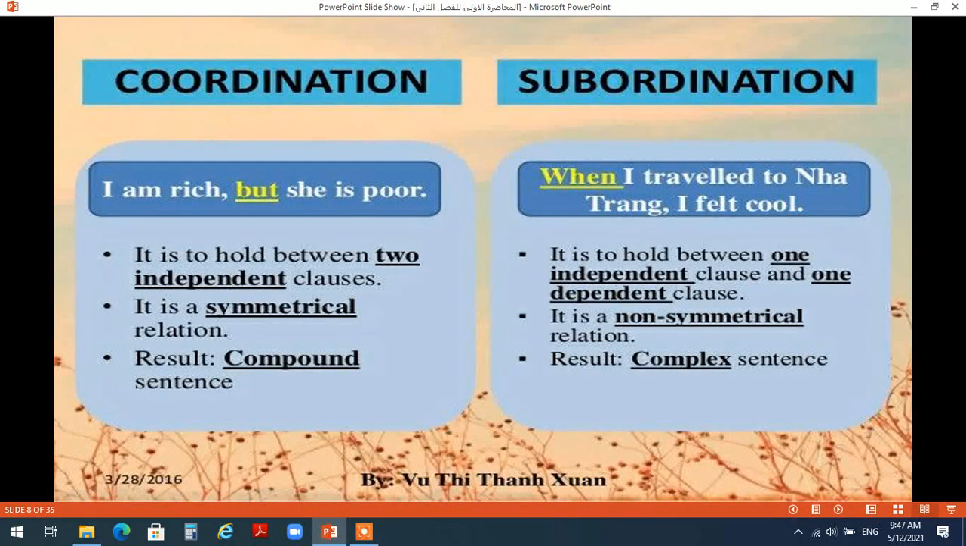As you can see here, some more distinction between coordination and subordination.